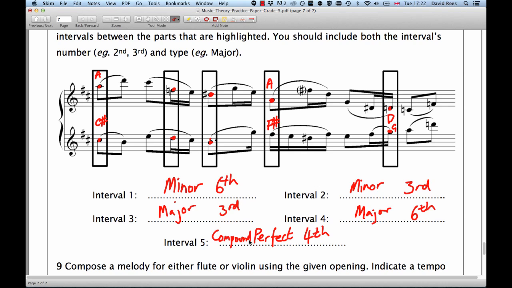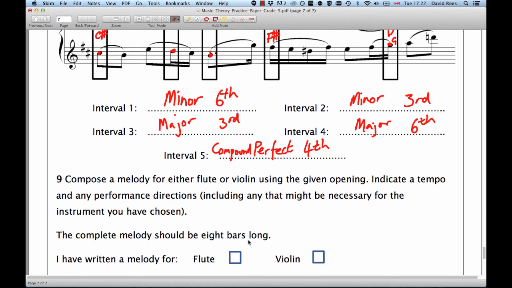Anyway, that's our intervals dealt with. We dealt with those relatively straightforwardly. Now we get to be a bit creative in the next question. We're going to compose something for flute or violin, so I'm sure you're incredibly excited to see what I write in the next question, so I will see you for question 9 in a moment.